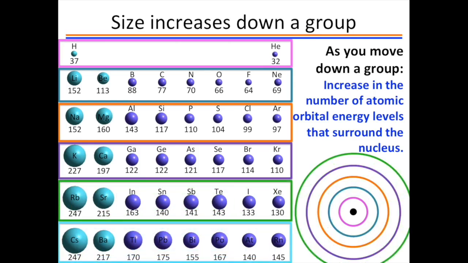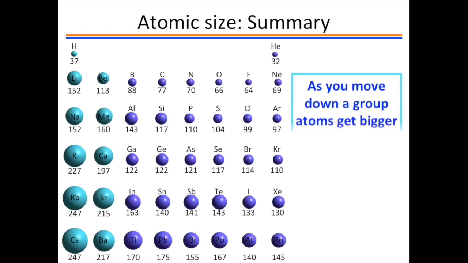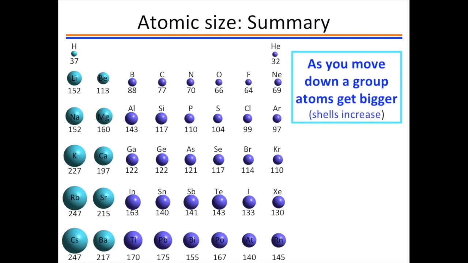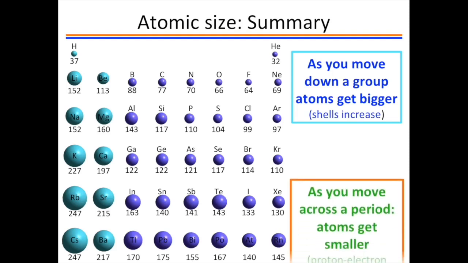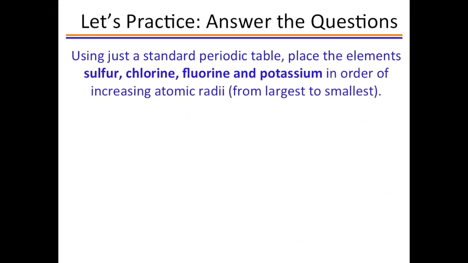So where are we? We can use the periodic table to predict atomic size. Atomic size increases as we go down a group because the number of shells increases. Atomic size decreases as we go across a period because the number of protons increases and shrinks the electronic cloud. Now let's practice. Use only a periodic table and your knowledge of trends to rank the 4 atoms from greatest to smallest. Pause the video here and write the answers in your notebook.